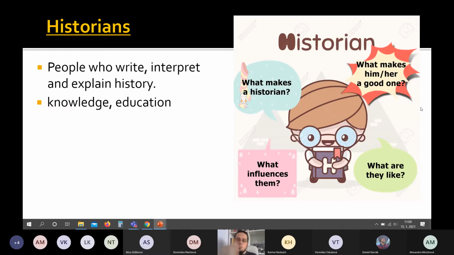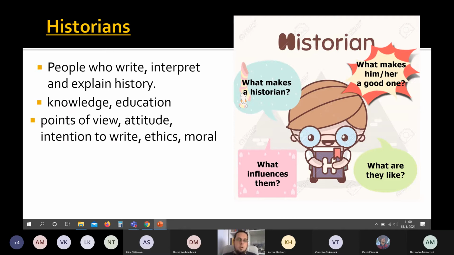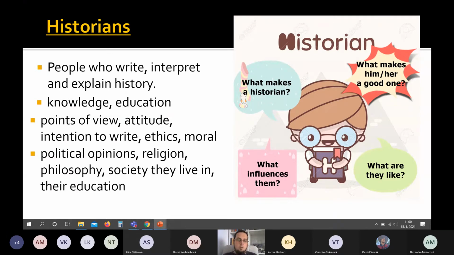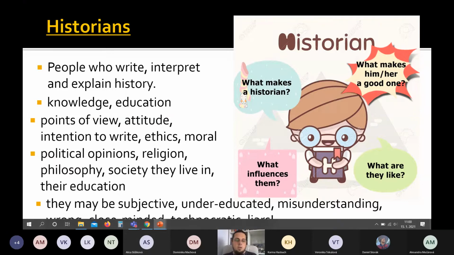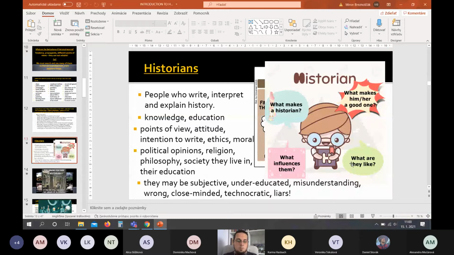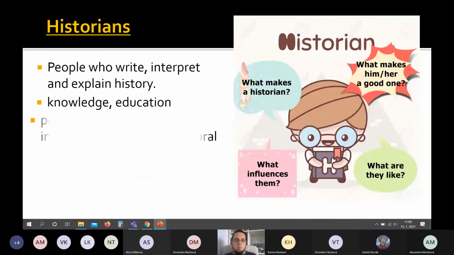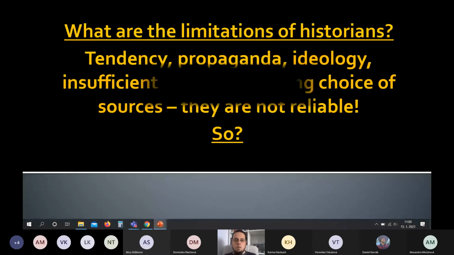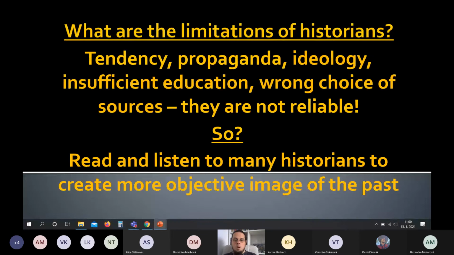So of course, knowledge, education, we passed it all. Ethics, morals, attitude, political opinions, religion, philosophy, education, the society they live in. Okay, so there were all these things about historians we passed, and limitations again are the same.